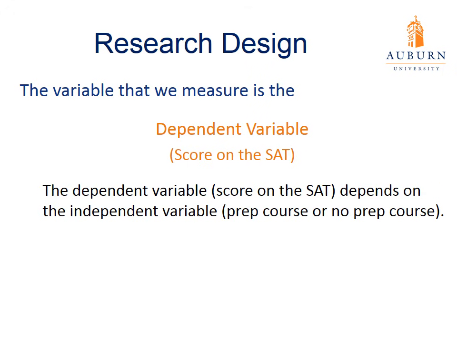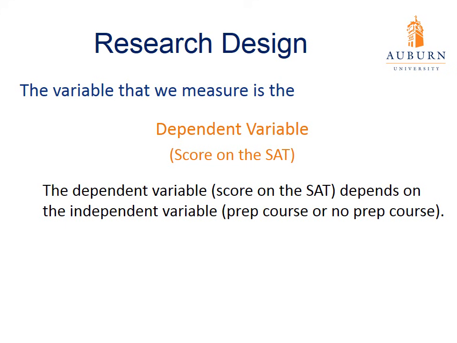Now the variable that we measure is the dependent variable, and so this would be in our example scores on the SAT. So the scores on the SAT depend on whether or not the participants have received the prep course. And so they depend on the independent variable. They depend on the variable that's being manipulated by the researcher. So in this case we're going to get scores on SAT in both conditions, with and without the prep course, but the scores on the SAT should depend on whether or not the students received the prep course or did not receive the prep course.